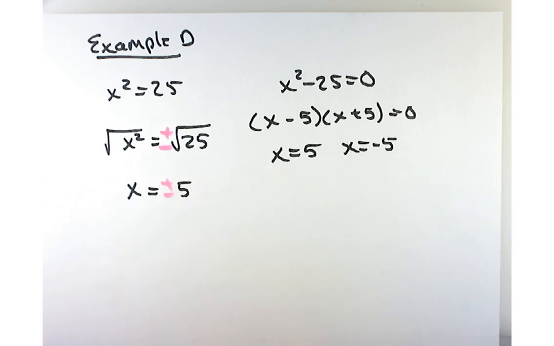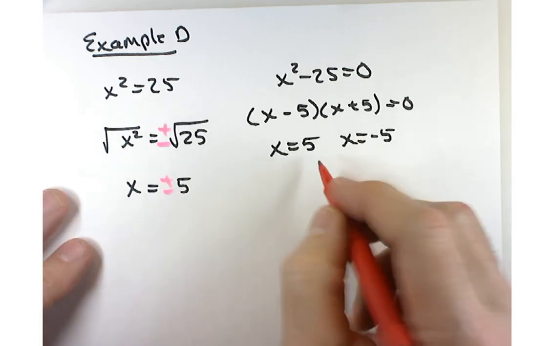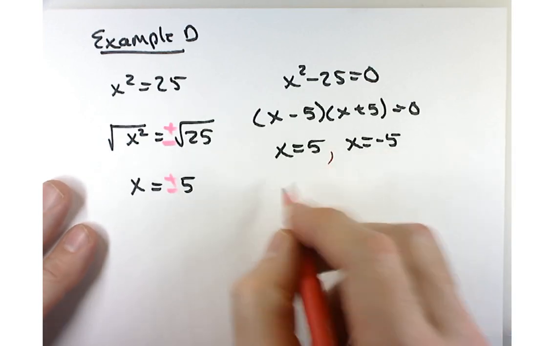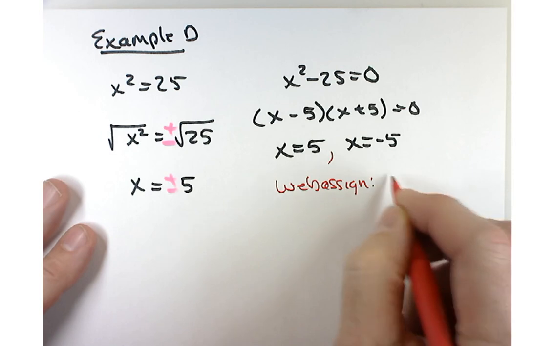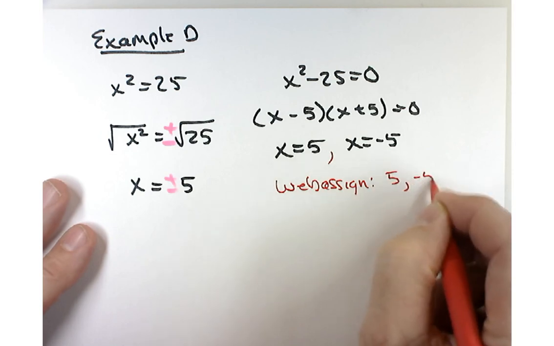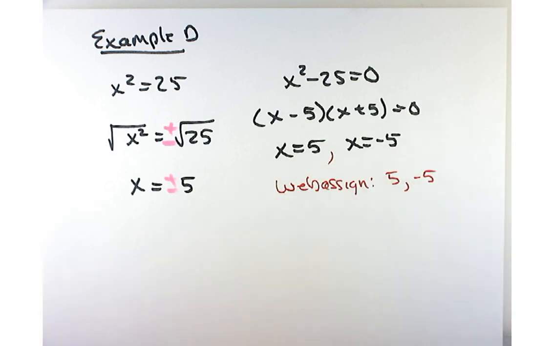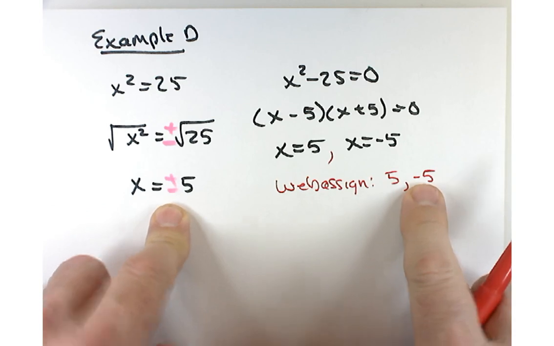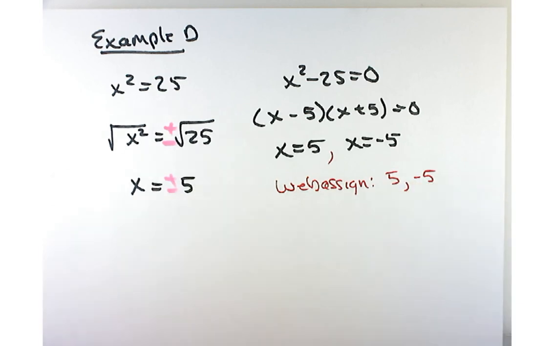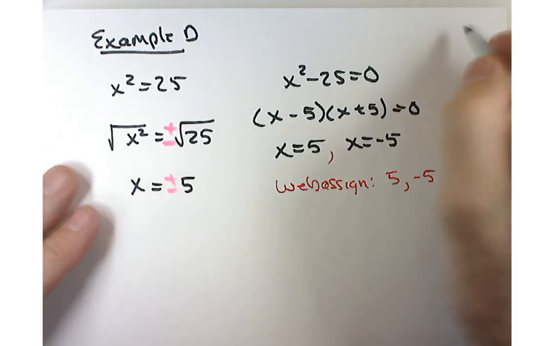Now, just giving you a heads up on WebAssign, you're probably going to have to list the answers. So on WebAssign, it's probably going to look like this, 5, -5. I don't think they're plus minus friendly like I am. On an exam, hey, that's fine. That's a good Jeff answer. On WebAssign, you're probably going to have to break it up into a couple of little spots like that.